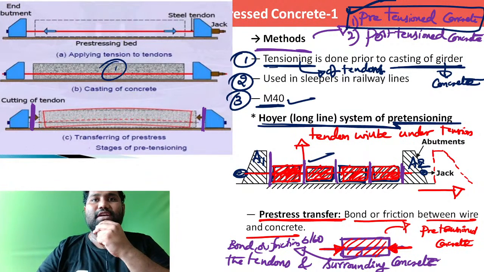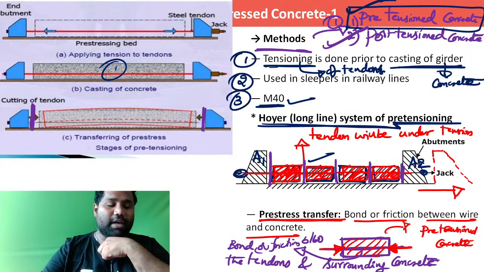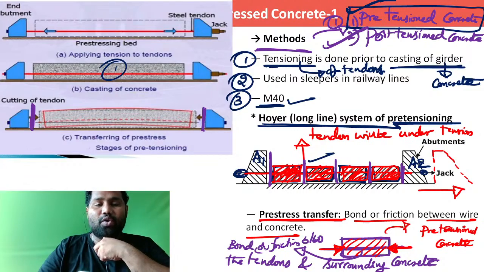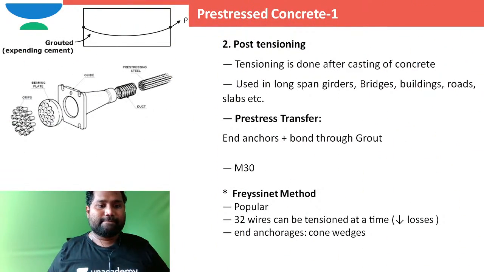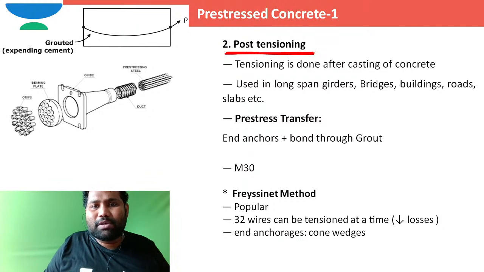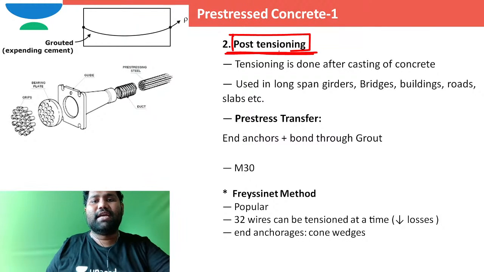Now everybody will ask, sir, what is the second type of pre-stressed concrete? The second type of pre-stressed concrete is post-tensioned concrete. Let me show how we can do that. Let me show this post-tensioned concrete. I hope you are able to see this post-tensioned concrete. The second one is post-tensioning. What is this post-tensioned concrete? In the name itself, it is clearly mentioned.